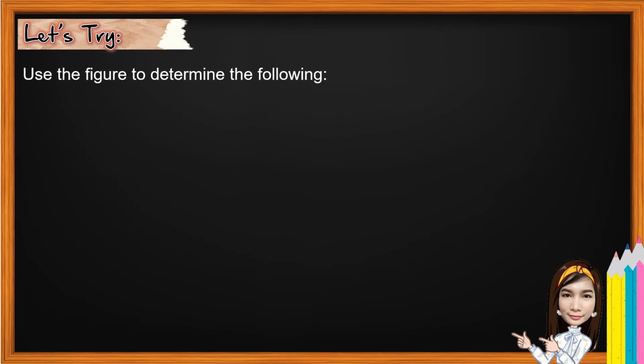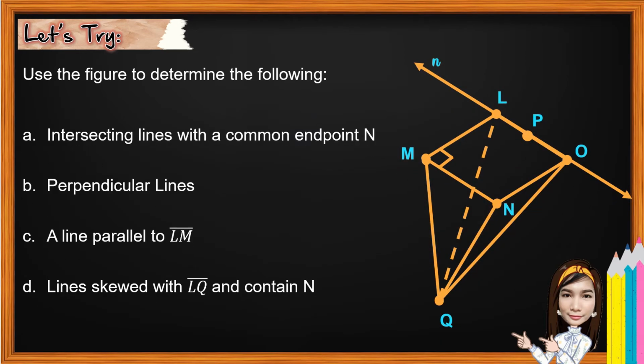Use the figure to determine the following. For letter A, we have the intersecting lines with a common endpoint N. So we have line segment MN and line segment NO. As you can see, they intersect at point N. Another, we have line segment MN and line segment NQ. They intersect at point N.